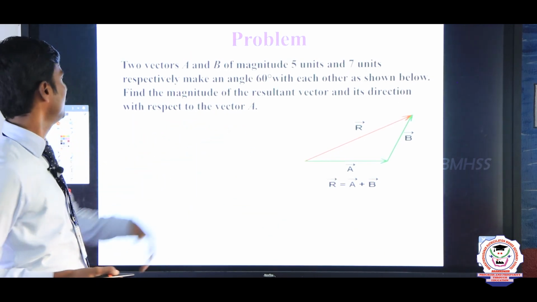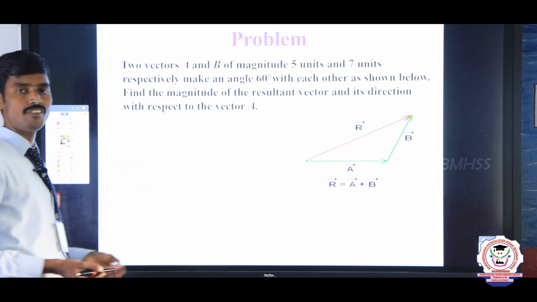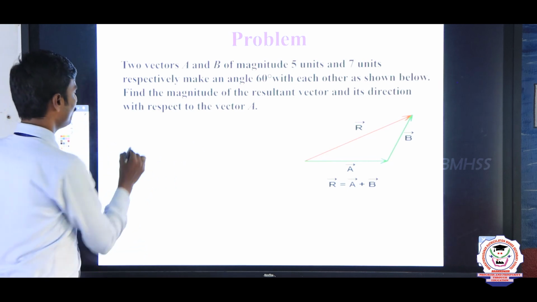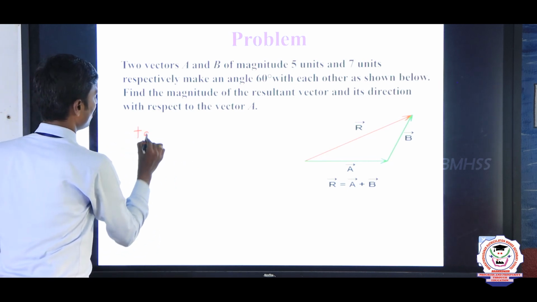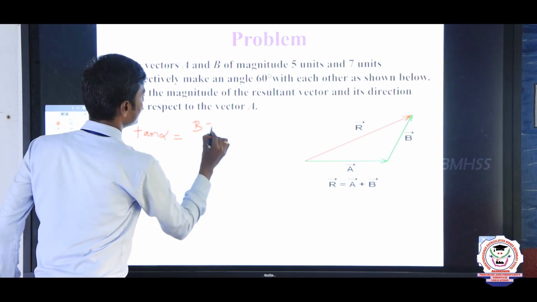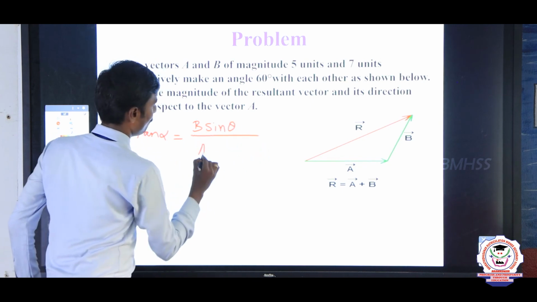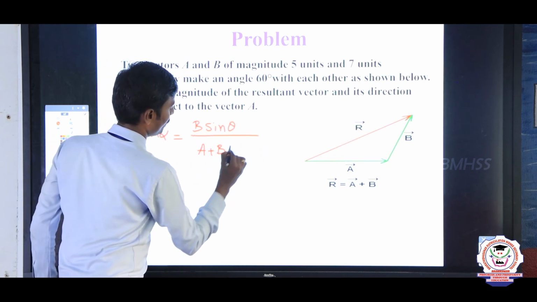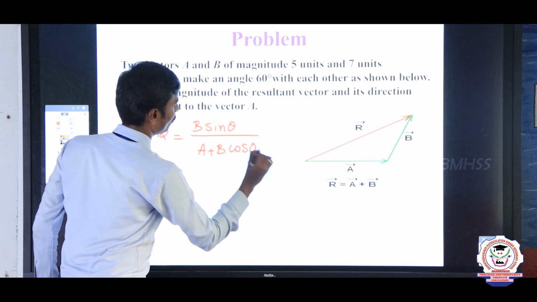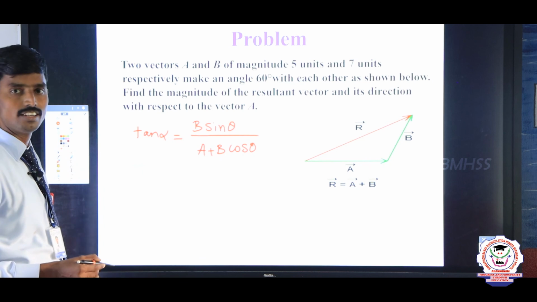The next one is the direction of the two vectors. See, already we know the direction formula very well. Tan alpha equal to, what is the formula? Yes, B sin theta divided by A plus B cos theta. Okay, this is the angle between the A and R vectors.